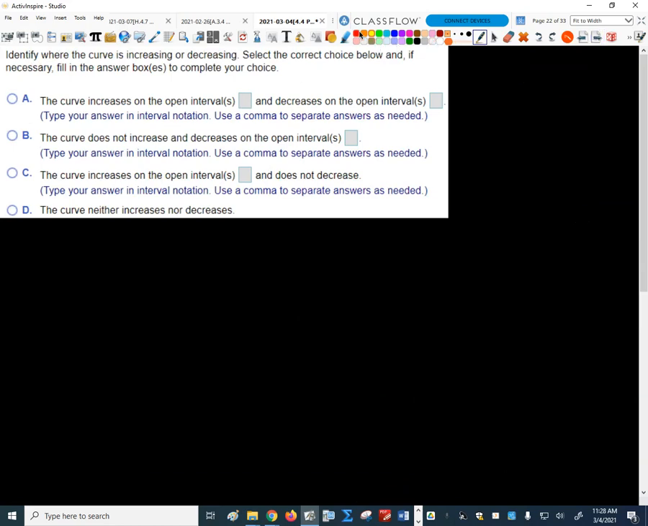So increases on, what did we say, 0 to infinity. And decreases on the open interval, negative infinity to 0. So we choose option A. Everybody give me a 1 to 5 on that real quick. Does that answer make sense? How we did that? Okay. It looks like we're pretty good on that.